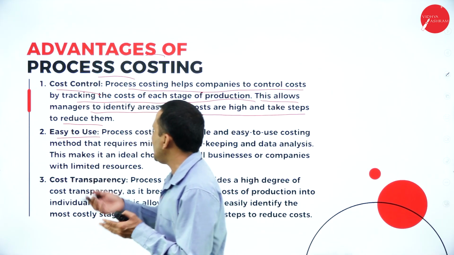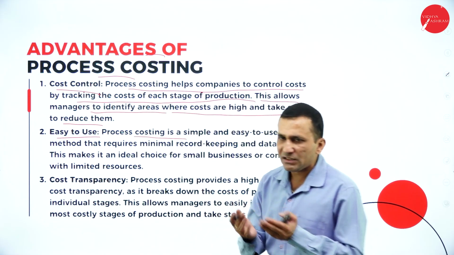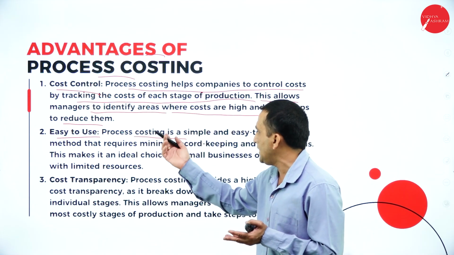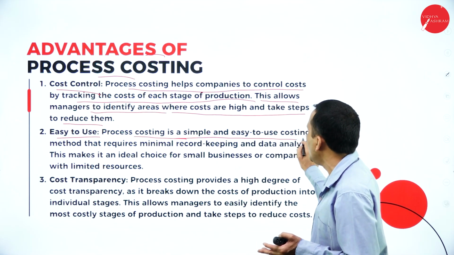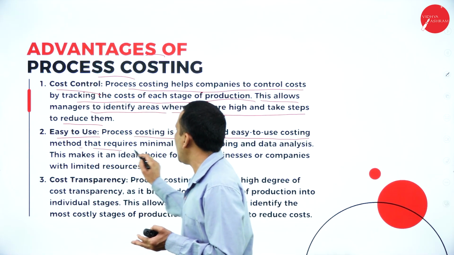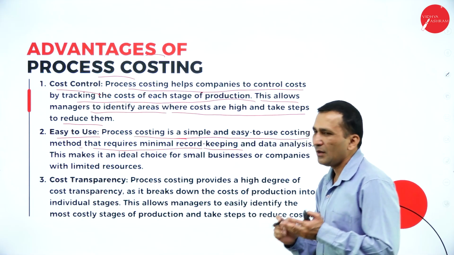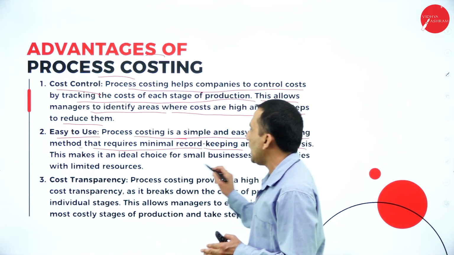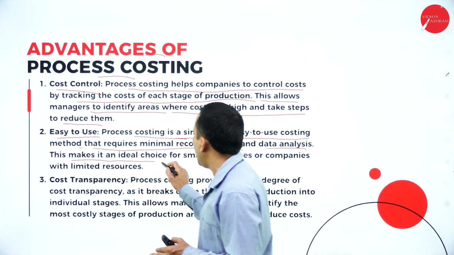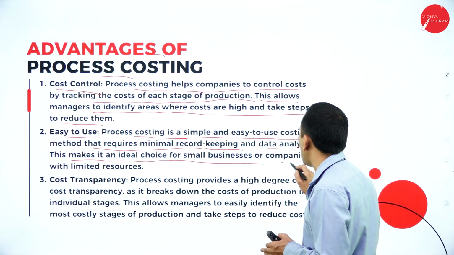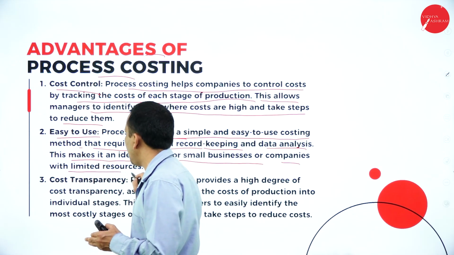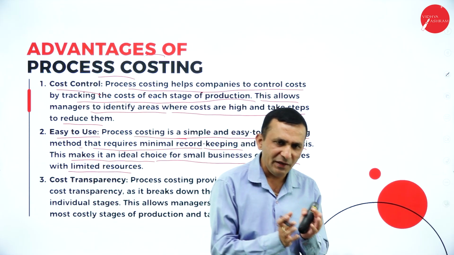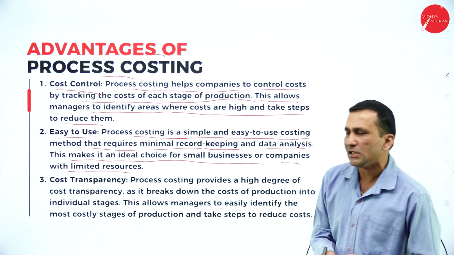So next, easy to use. Process costing is a continuous process, which is why it is simple and easy to use as a costing method that requires minimum record keeping. So we need to maintain the track record, and the data analysis. This makes it an ideal choice for small businesses and companies with limited resources. With the help of limited resources, we can easily track.